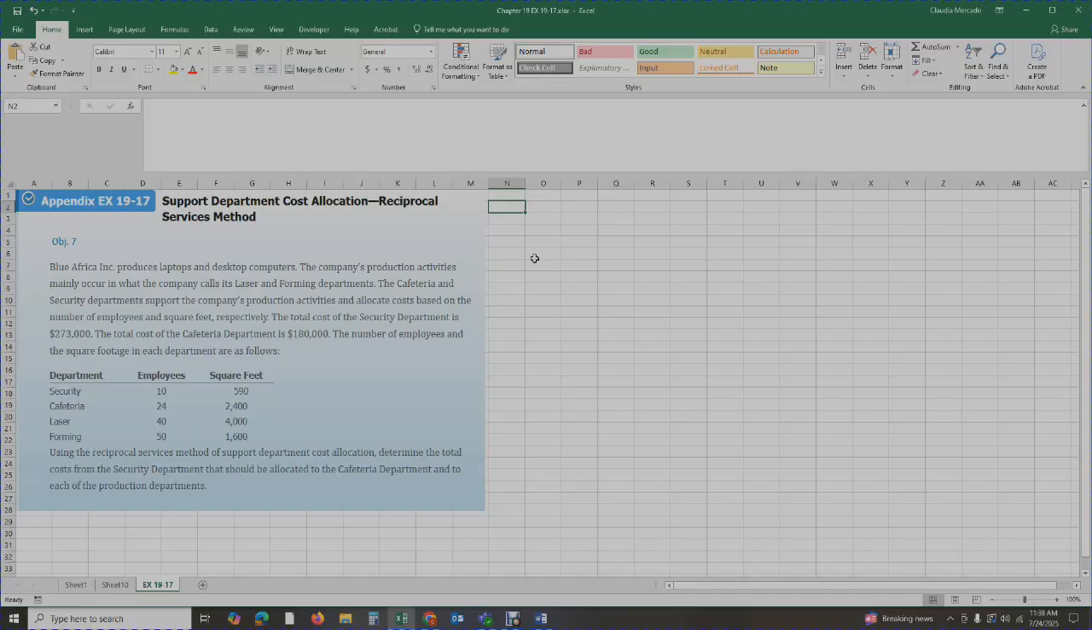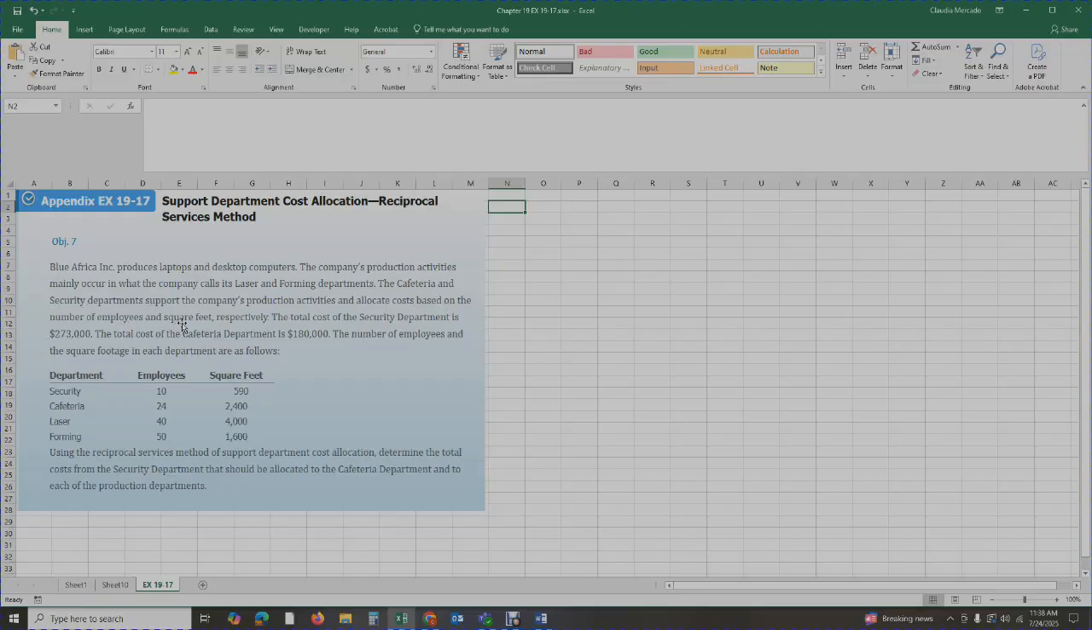Okay, so we have costs related to the security department. That is a support department. They don't produce or manufacture the goods, but their job is to safeguard the assets, the employees, whatever the case might be. There are costs associated with that. So now we need to distribute those costs to each of their respective departments. Now for the security department, according to the problem, the security department supports the company's production and allocates costs based on the number of employees.